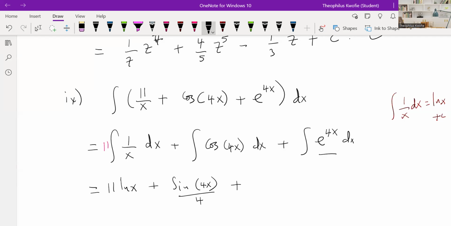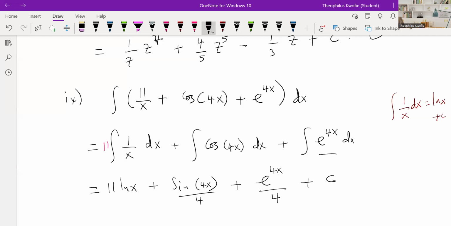Then over here, how do I differentiate this? By differentiating this, I maintain the integrand, which is e to the power 4x, and I divide it by the coefficient of x, which is 4. Then I add my constant c. Okay, is that okay? This is very simple, right? It's very interesting. I know you would like it.